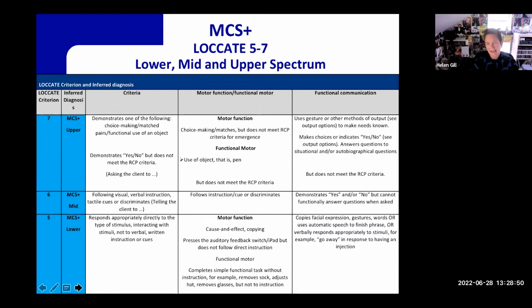And then this upper level, again, is going back to the motor criteria as well. So it's those patients that show evidence of those criteria for emergence, but they're not meeting the RCP guidelines. So for example, uses gesture or other methods to make their needs known. They can make choices to indicate yes, no, answers questions, situational and autobiographical, but don't meet the guidelines, which are very clear on the frequency and the durability of those responses. So that is breaking down where you'd fit those patients in the MCS plus category.